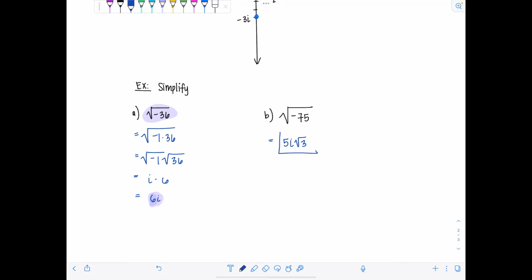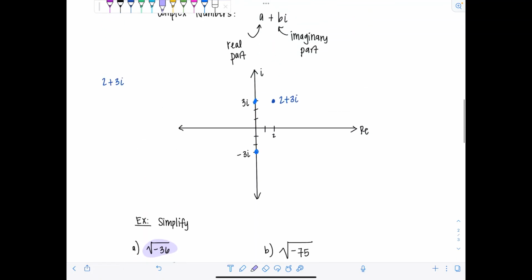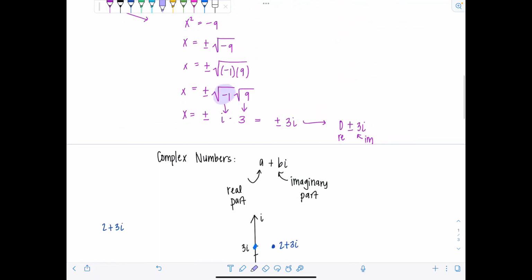And that's it. Okay? Don't put the i at the end ever. You want it in front of the radical, or like I showed you up here too. We don't put plus or minus i times 3. We put plus or minus 3i. All right?